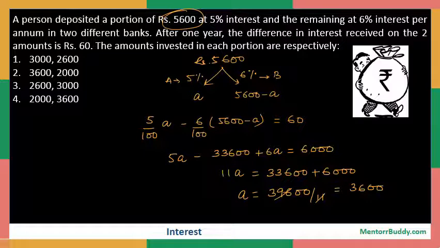If your A is 3600, the remaining amount becomes 5600 minus 3600, which is equal to 2000. And hence we can say that the amount invested was 3600 in one bank and 2000 in the other bank, which is your option number 2.